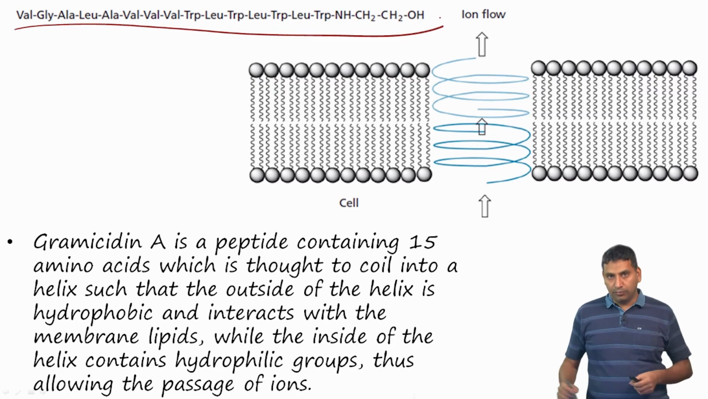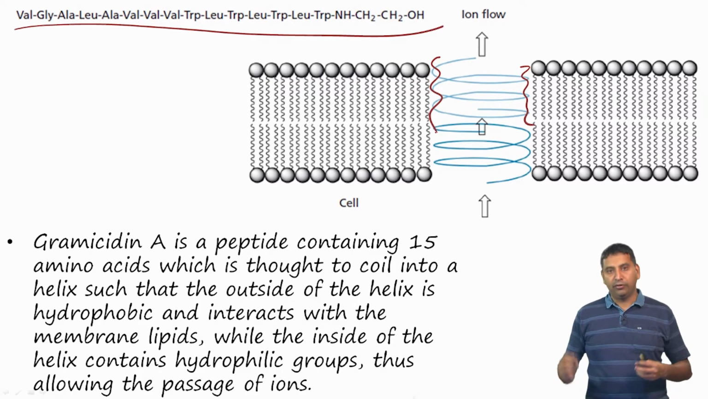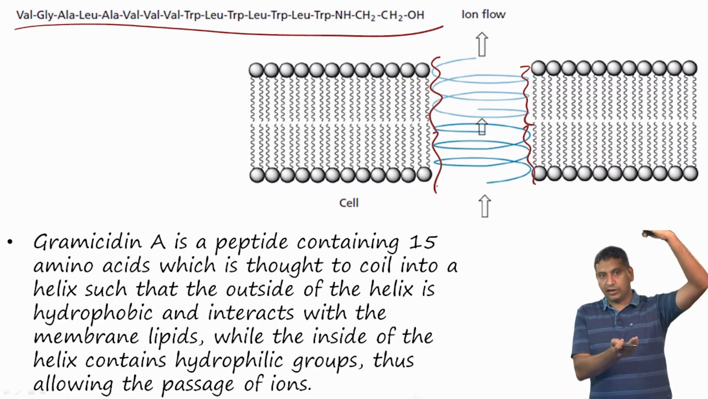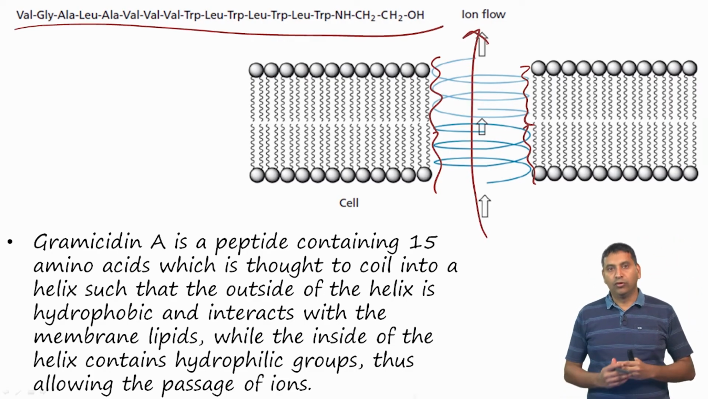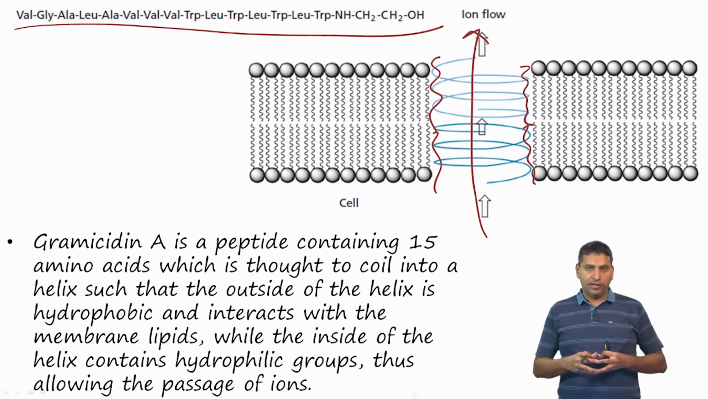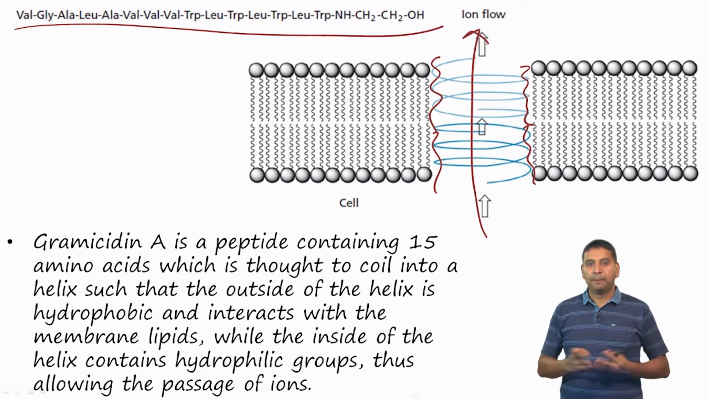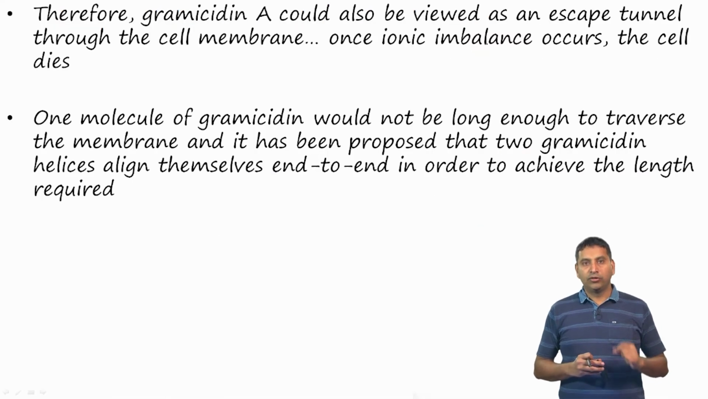So, what can happen is that the hydrophobic regions of the peptide form an alpha helix like structure, and they interact with the lipids. You can imagine that these are going to be stacked up, and once they stack up, it allows ions to flow through because the hydrophilic regions are going to be inside. So, this is a process by which ions can escape from the cell, and it leads to ionic imbalance and cell death. So, gramicidin A can also be viewed as an escape tunnel through the cell membrane. Once this ionic imbalance occurs, the cell dies.